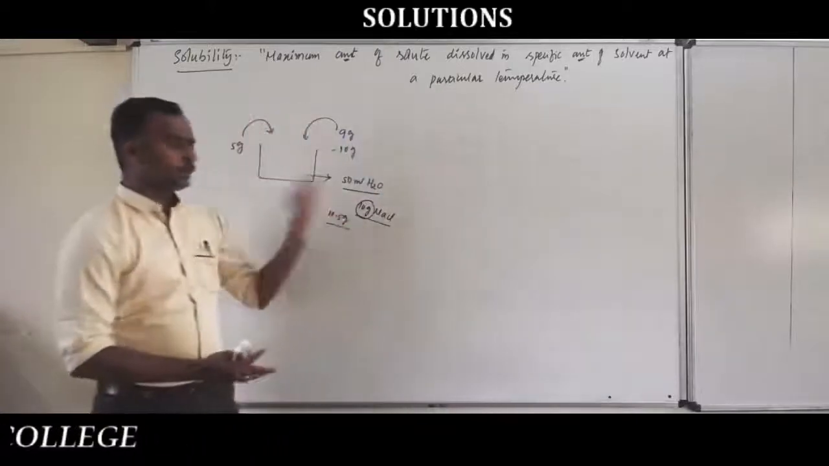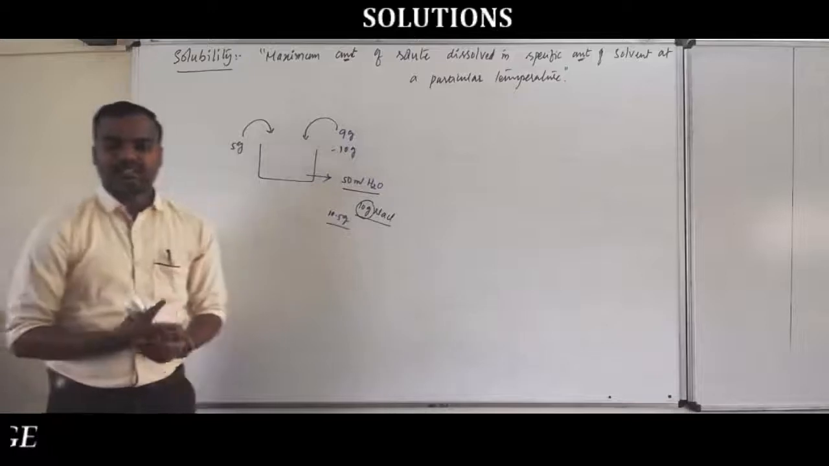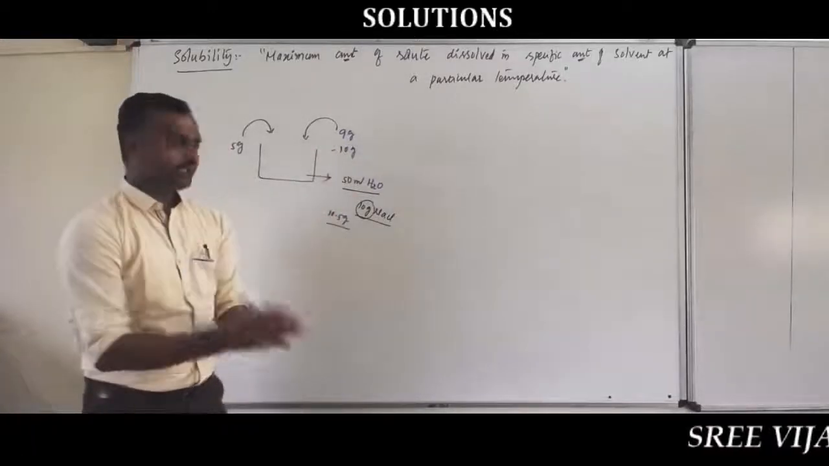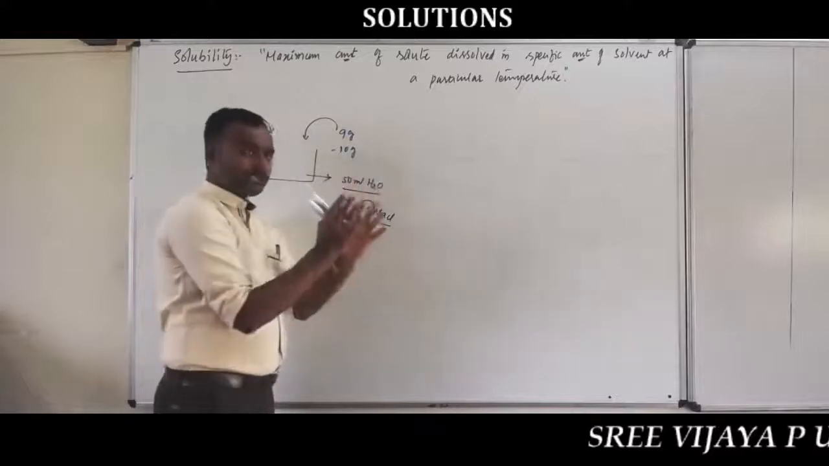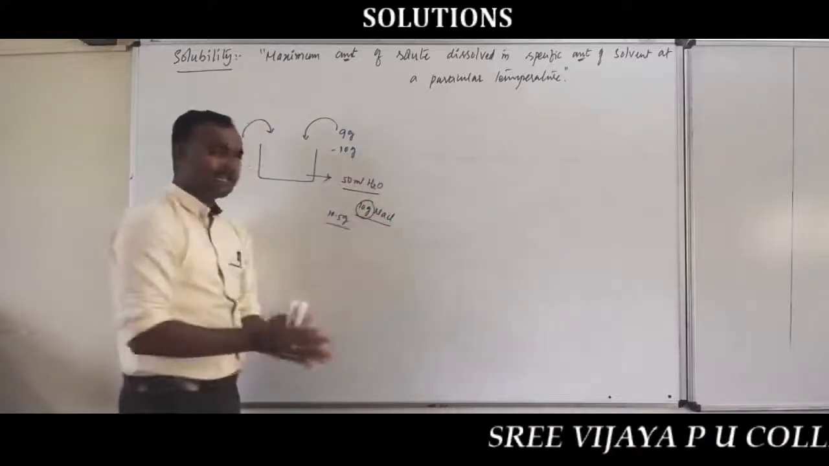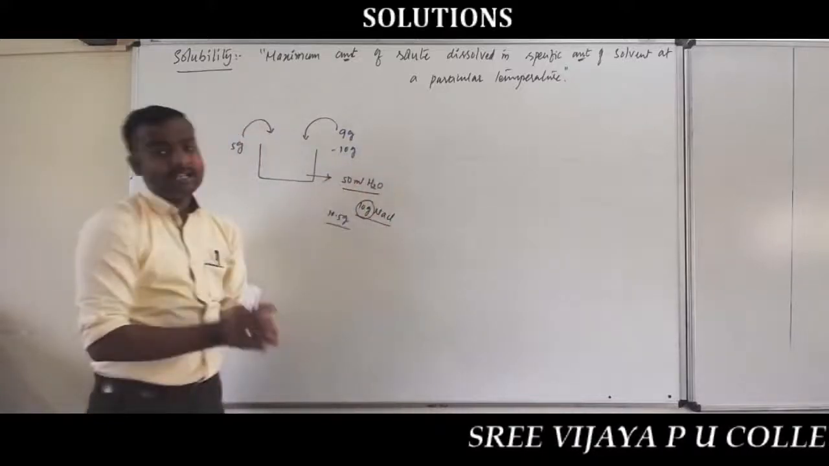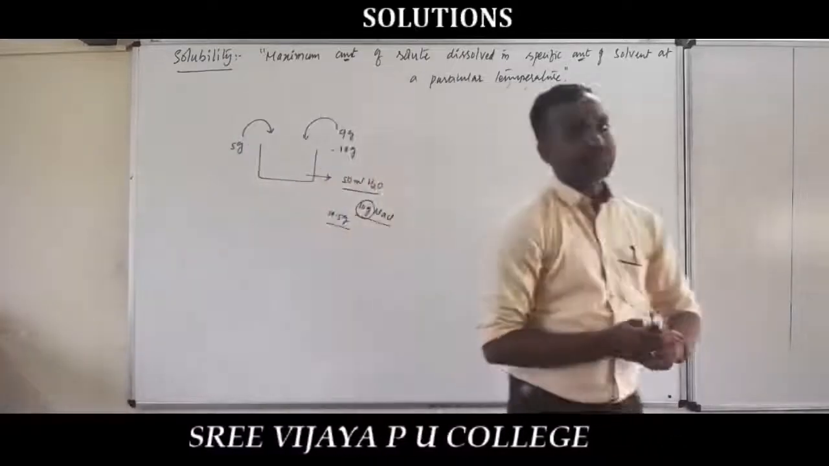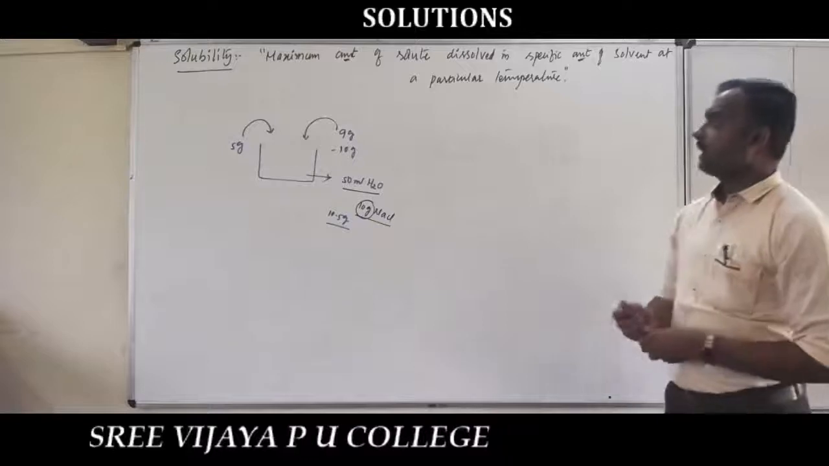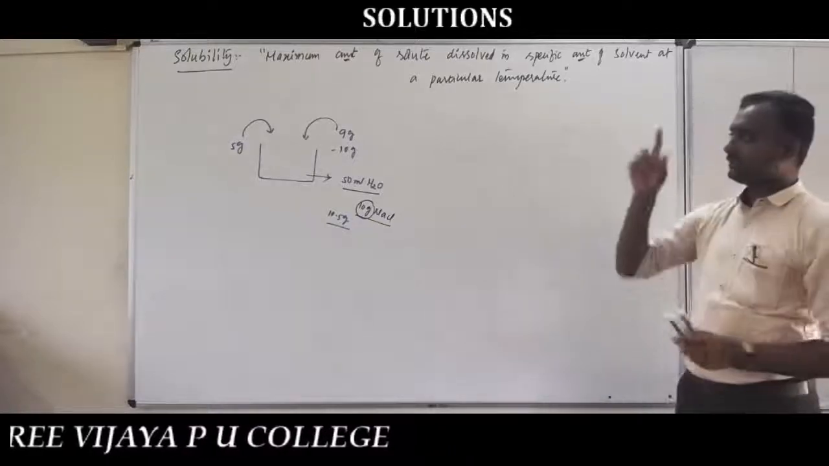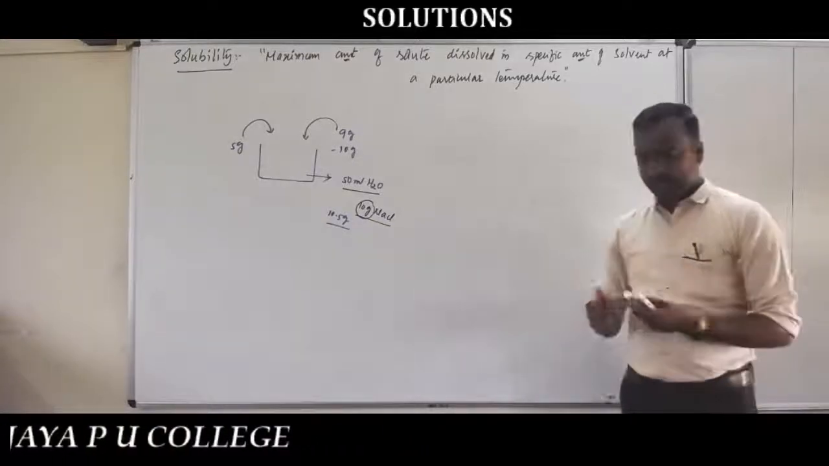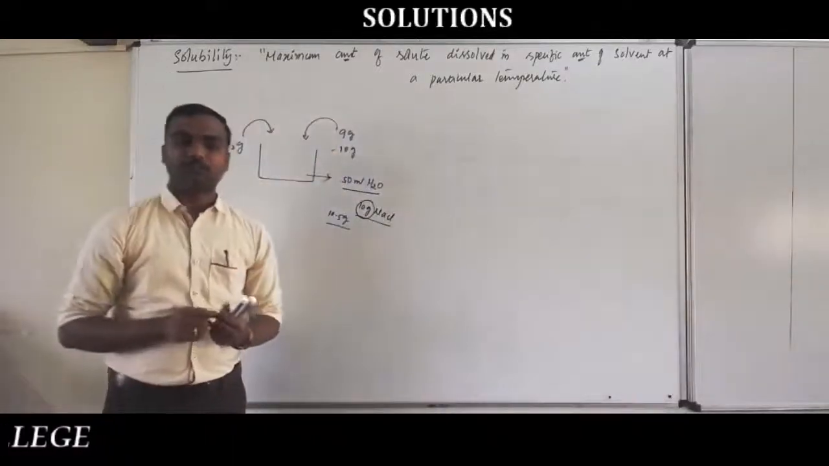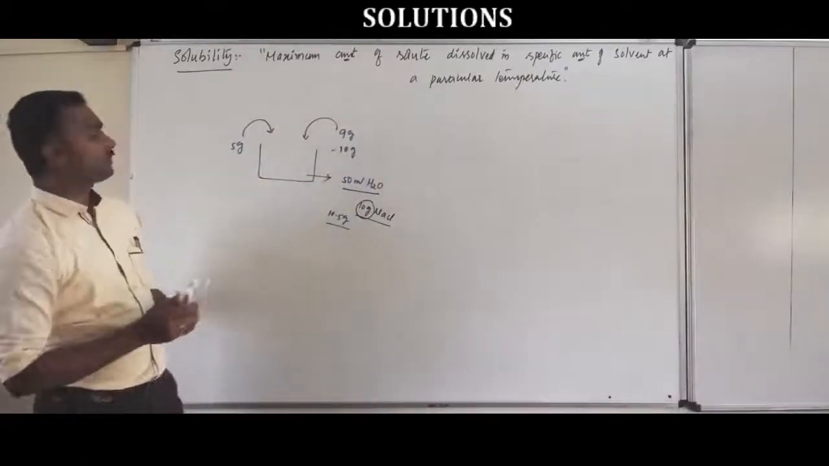Say for example, room temperature 25 degrees Celsius, 298 Kelvin. At that 298 Kelvin temperature, 50 ml of water, a specific amount of water, how much dissolves? Maximum 10 gram dissolves. So that maximum amount of solute dissolved in a specific amount of solvent at a particular temperature is called solubility. Now this solubility depends on 4 factors. So it's also very important. What are the factors on which solubility depends?